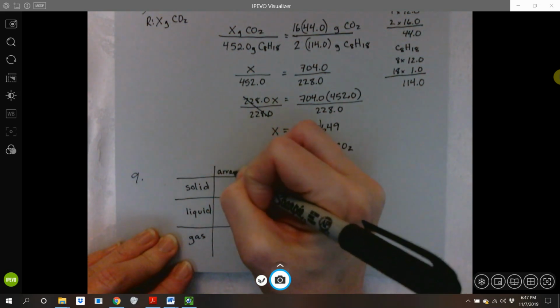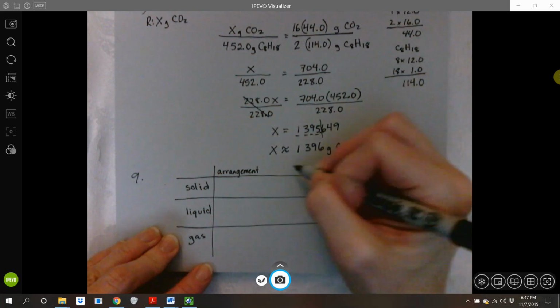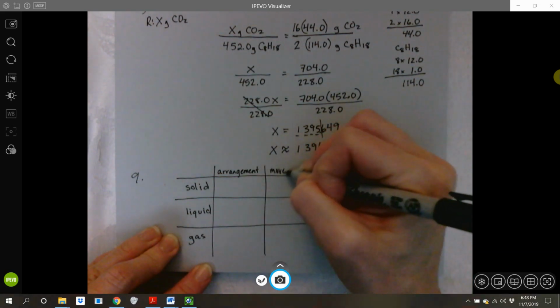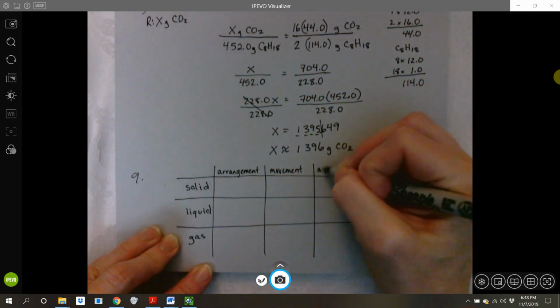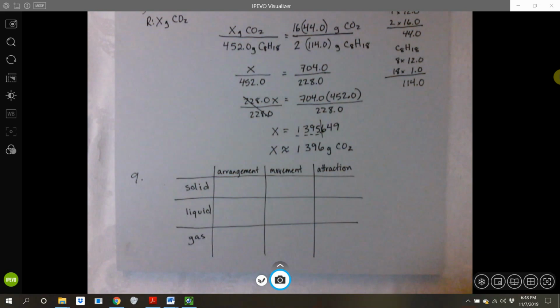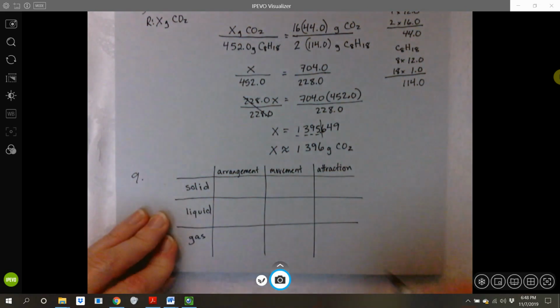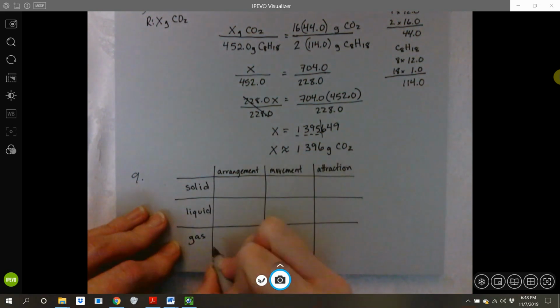Arrangement, movement, attraction. Okay. So arrangement for solids, liquids, and gases.